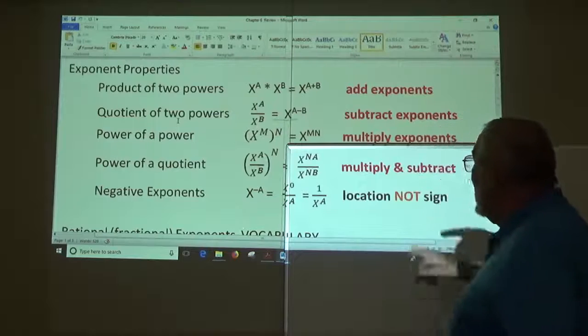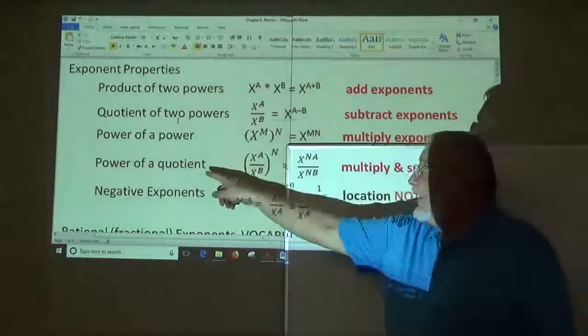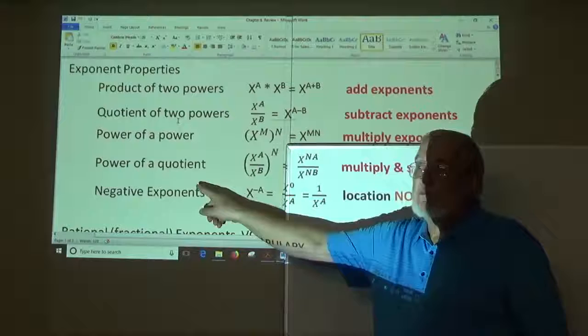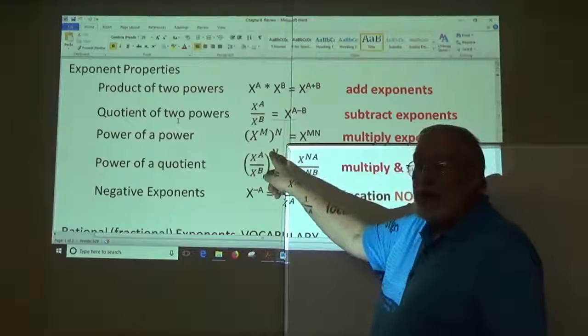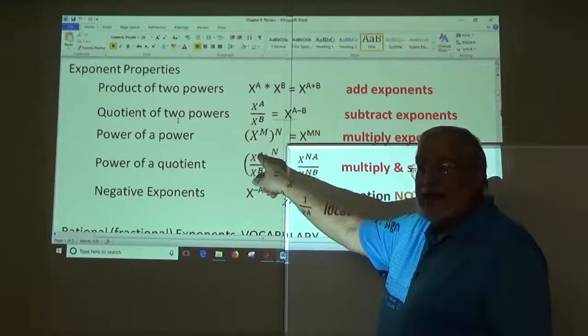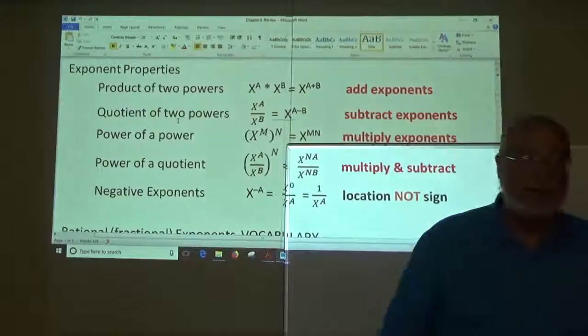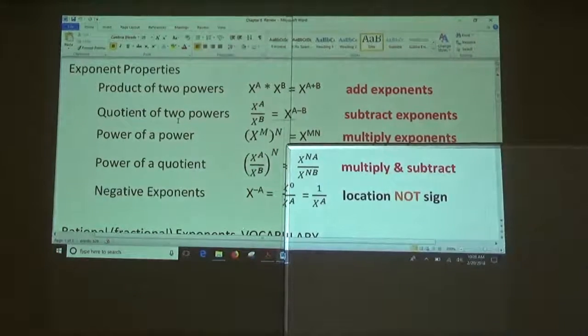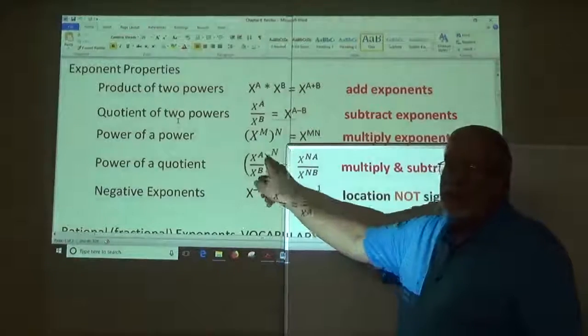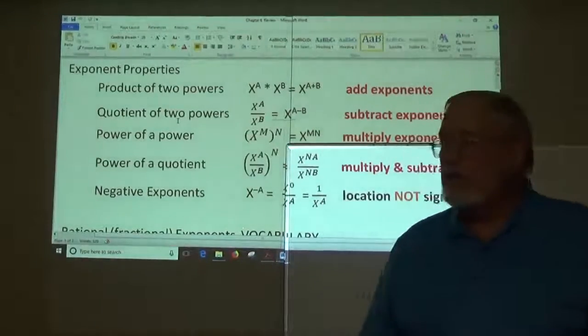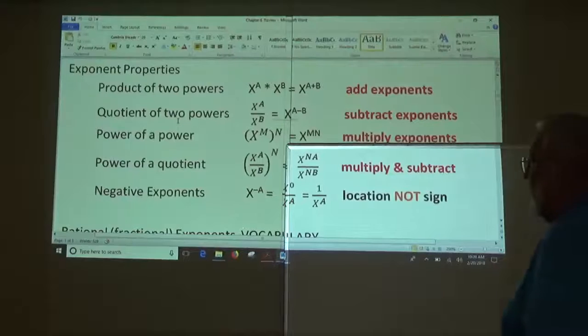Now, this one, the power of a quotient, you're going to have to multiply the n times the a, and then subtract it from the n times the b. And this was the problem on the homework assignment that a lot of people got wrong.